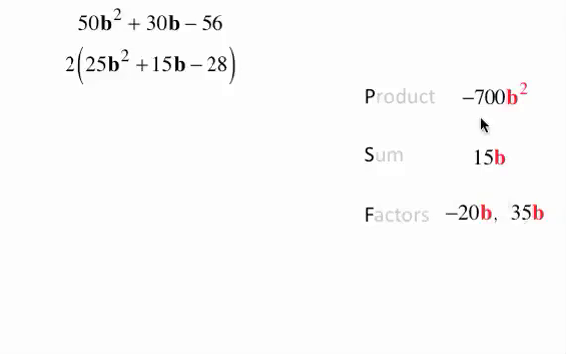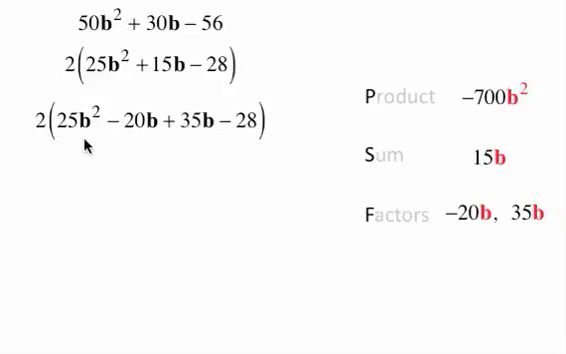Negative 20 times 35 is negative 700. So we found our two numbers. Now we're going to replace the 15b with those two numbers. And so we have 2 times, open bracket, 25b squared, take away 20b plus 35b minus 28. And we're going to group these to factor.